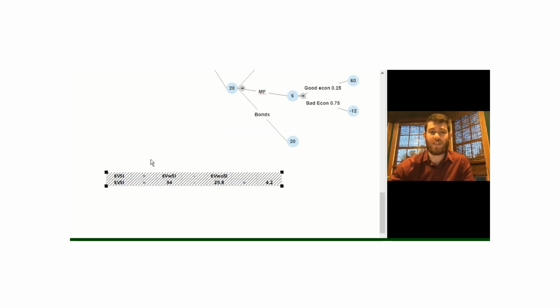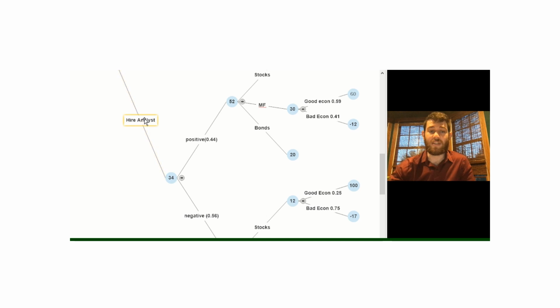So how do we calculate EVSI? EVSI is also known as imperfect information. So sample information can also be known as imperfect information. And the formula for that is the expected value with sample information minus the expected value without sample information. So let's take a look.